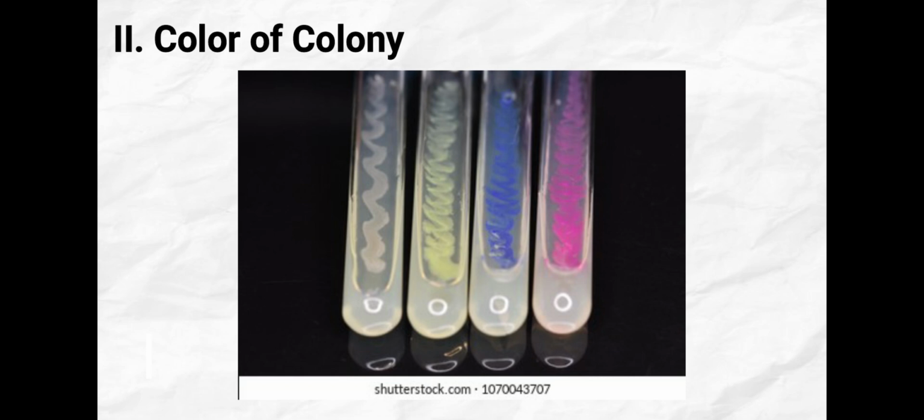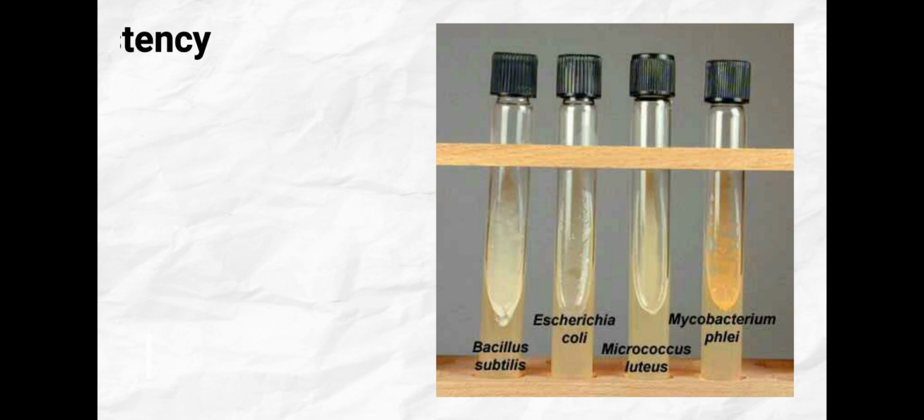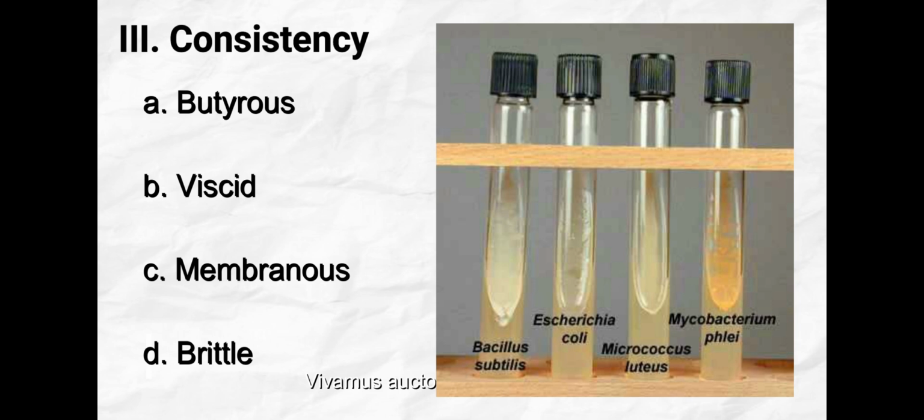Some bacteria are chromogenic, meaning they can produce a characteristic color or pigment that is useful as a means of identification, and this can be yellow, blue, green, red, or pink. The third characteristic is consistency, and this has 4 types: butyrous, viscid, membranous, and brittle.